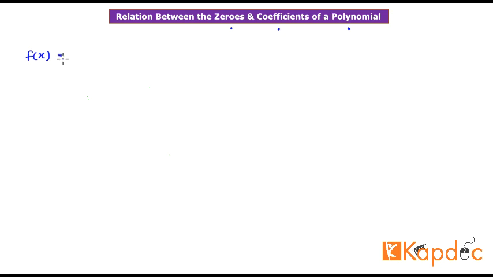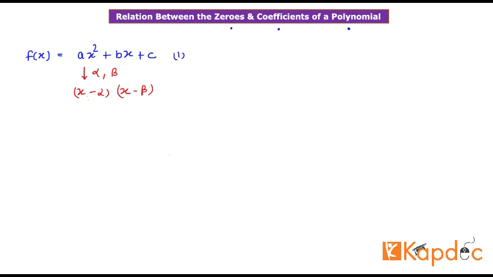A quadratic in general form is written as ax squared plus bx plus c, where a and b are called the coefficients and c is a constant, right? Or if you were given two zeros of a polynomial, then you could write an equivalent form of this quadratic to be x minus alpha times x minus beta, right? These two forms are equivalent. Let's put a number on them.